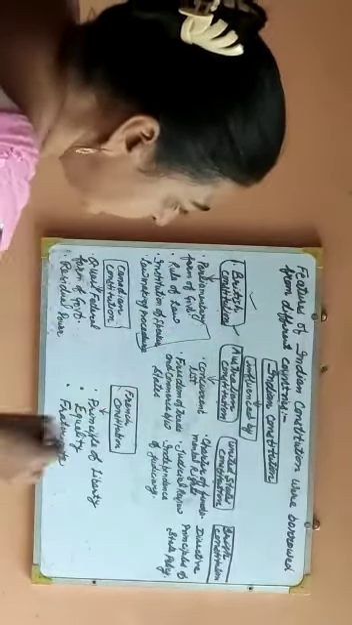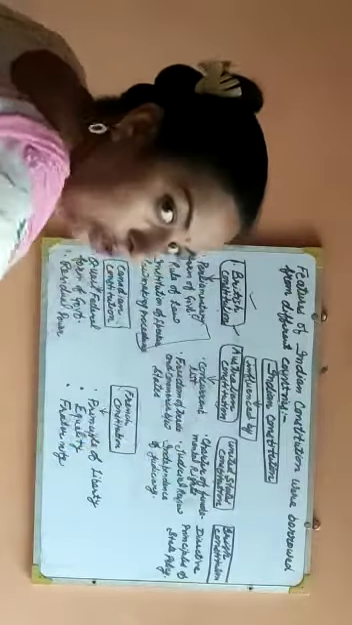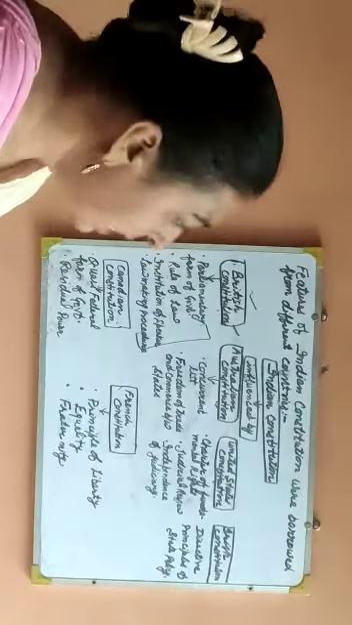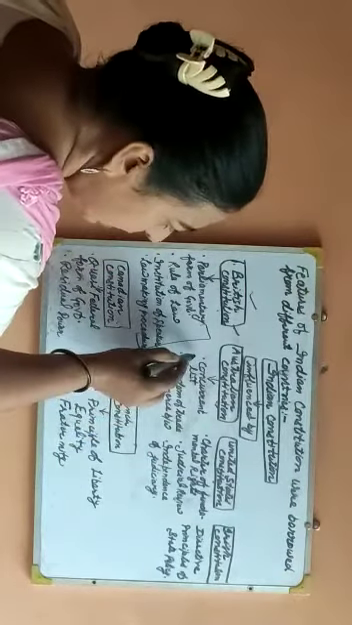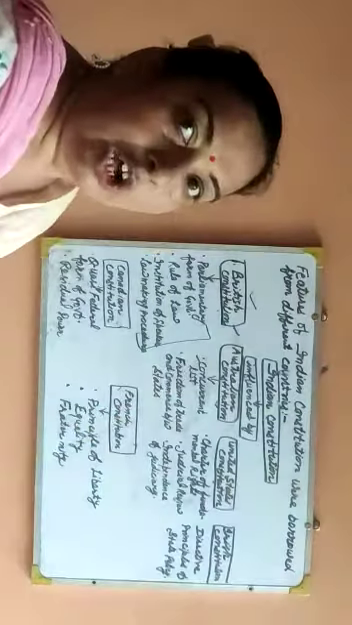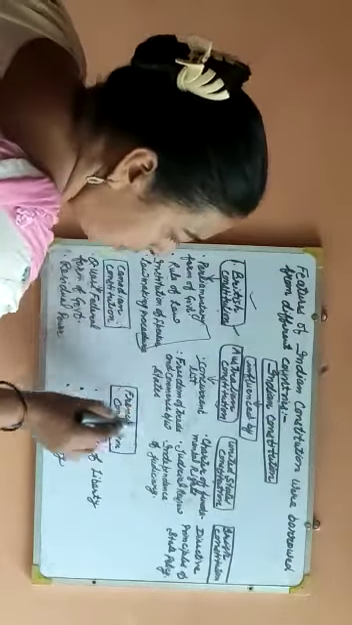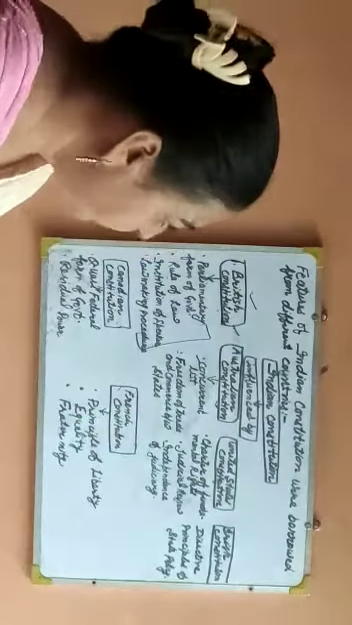Our next is the Australian Constitution. Which type of features did we take from the Australian Constitution? The concept of the concurrent list, and freedom of trade and commerce between states.